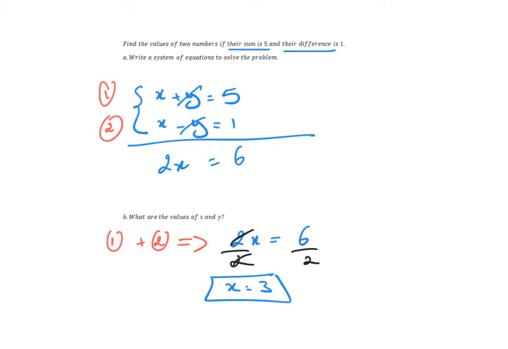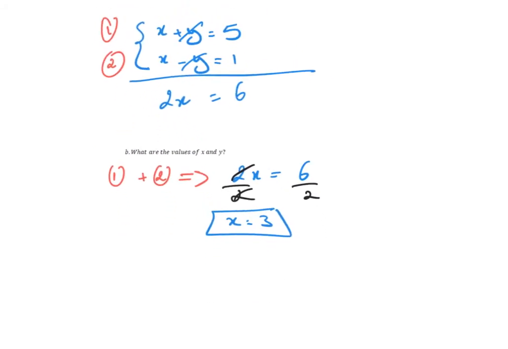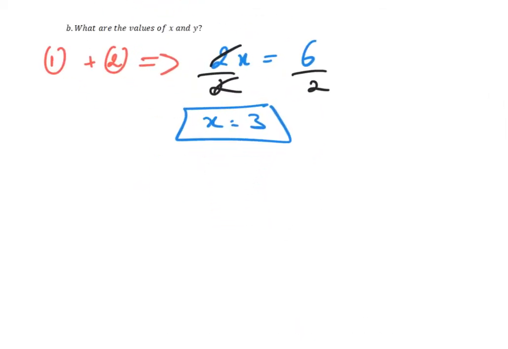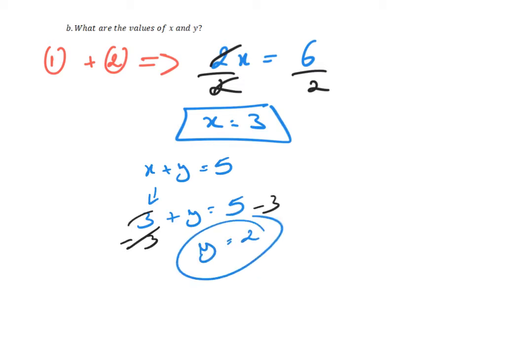If I want to find y, I can choose either the first or the second equation. Let's pick the first one. So x plus y equals 5, and we know that x is 3, so 3 plus y equals 5. We can subtract 3 on both sides, and that gives y equals 2. So the numbers are x equals 3 and y equals 2.